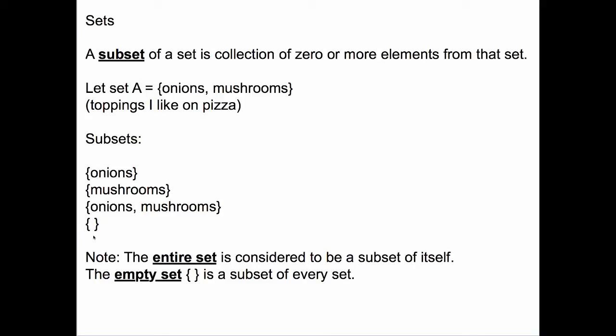The set of no onions and no mushrooms, kind of. Okay, so the entire set is considered to be a subset of itself. So that's the onions and mushrooms. And the empty set, which we note this way, is a subset of every set. So if I ask you for a subset of a particular set, you can always be correct if you say the empty set.